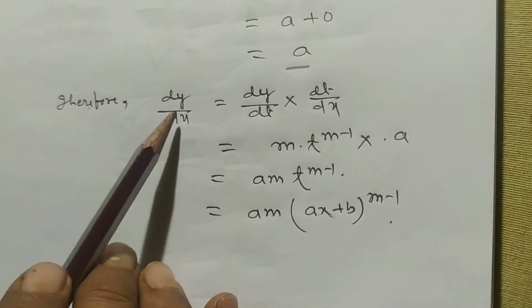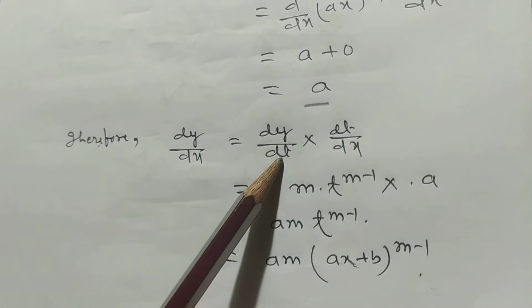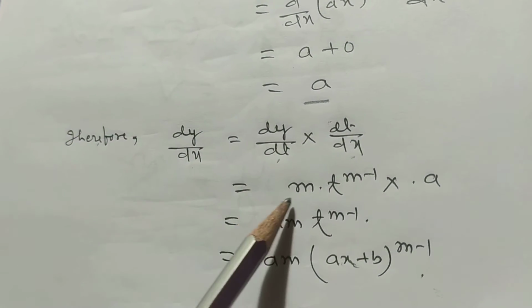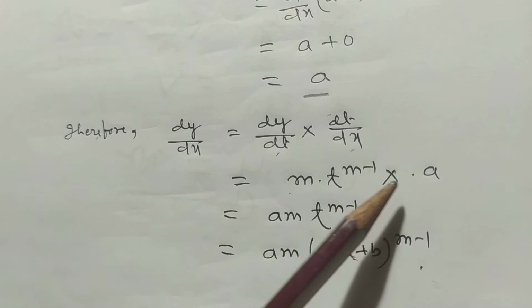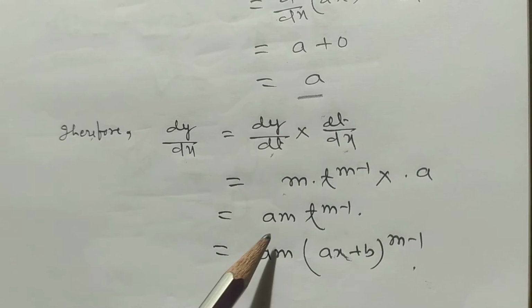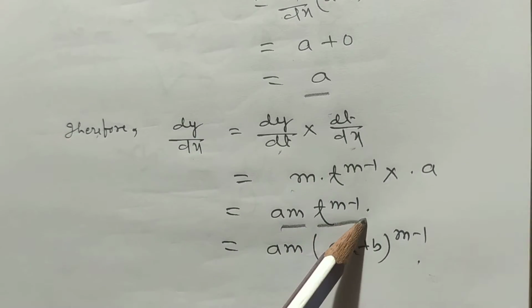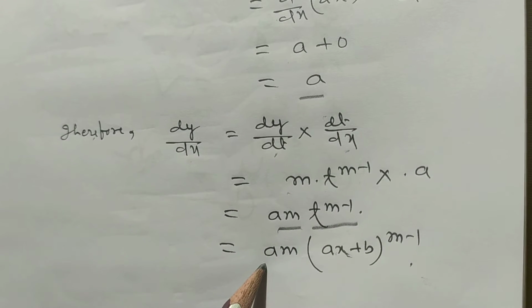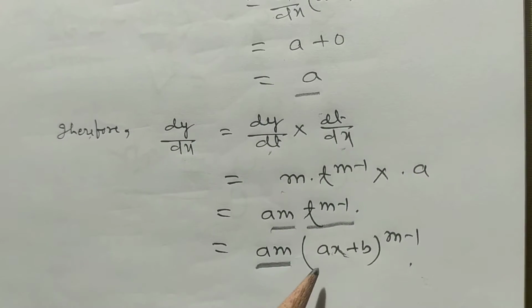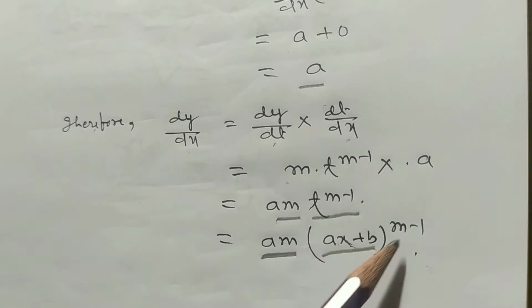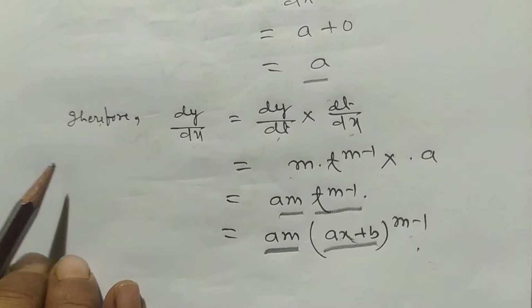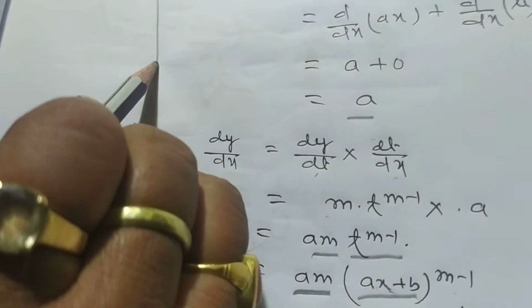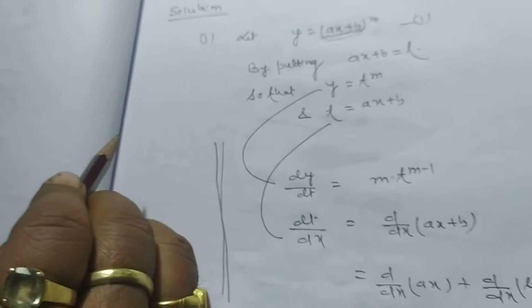Hence dy by dx is equal to dy by dt into dt by dx. That is m into t to the power m minus 1 into a. That is a into m t to the power m minus 1. And put the value of t. It is am into ax plus b whole to the power m minus 1. So my dear student, you can solve this problem alternatively also.